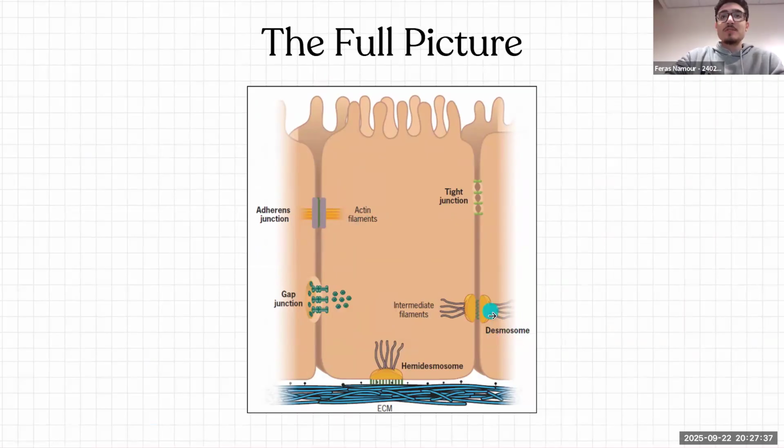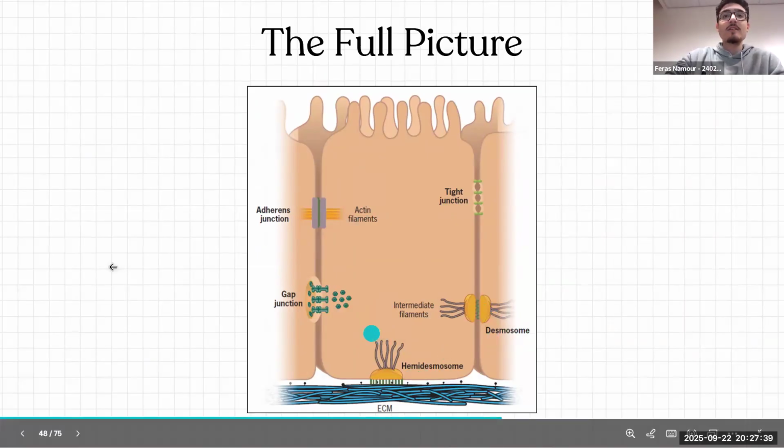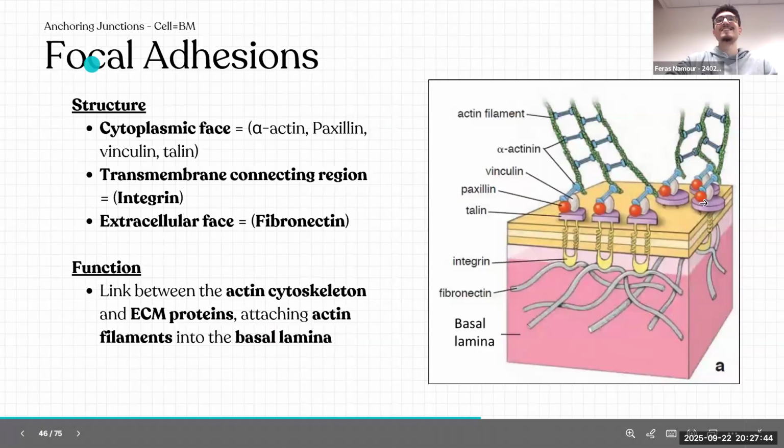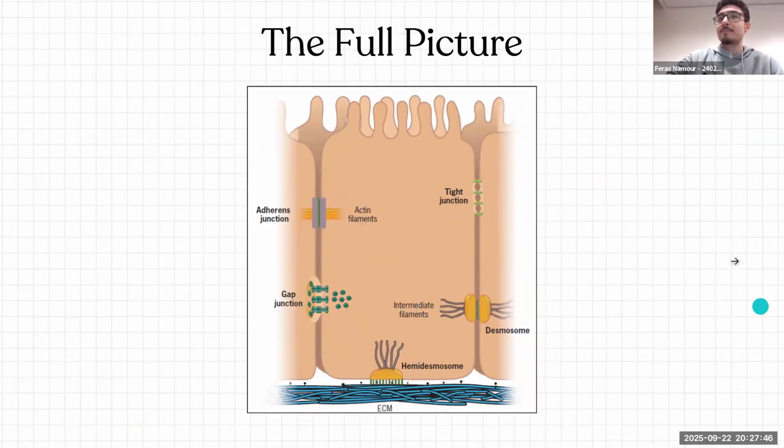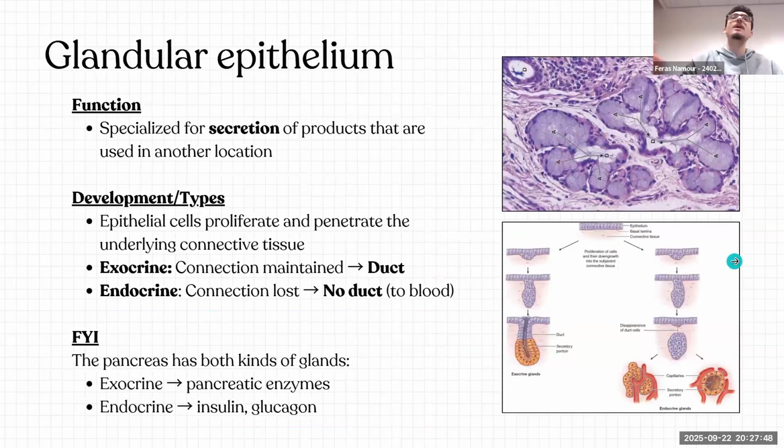So adherent junction, desmosome, hemidesmosome, and down here should also be, I forgot what it's called, focal adhesion, sorry, and gap junctions. Okay. And now we can talk about glandular epithelium.